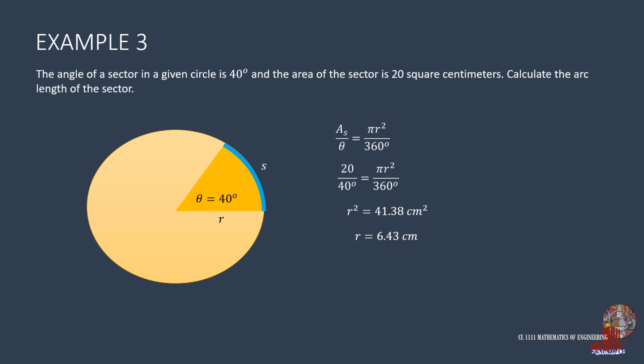Now to solve for the arc, we use the equation S as r theta. Plug in r and theta to have 6.43 times 40 degrees, where pi is equal to 180 degrees. S is then solved as 643 over 450 pi, or that is 4.49 centimeters.